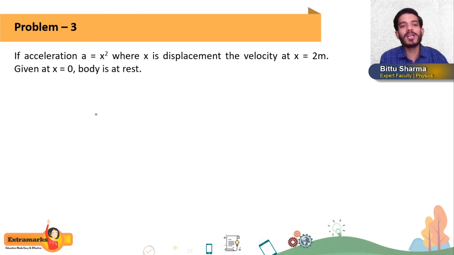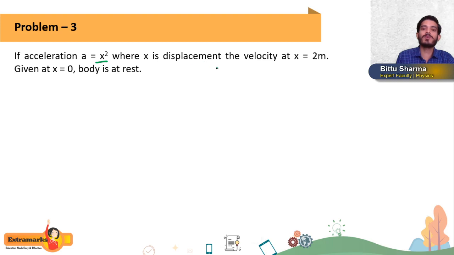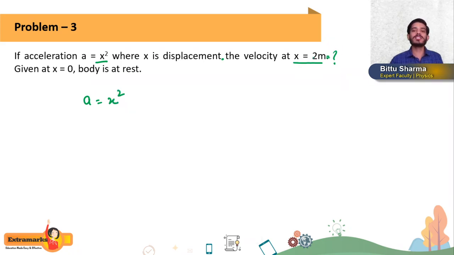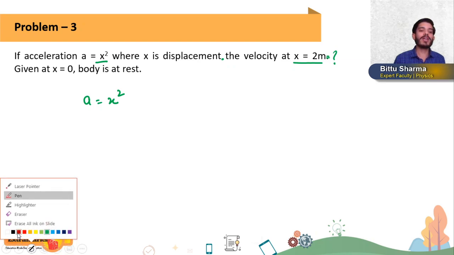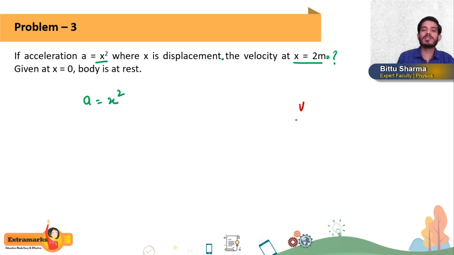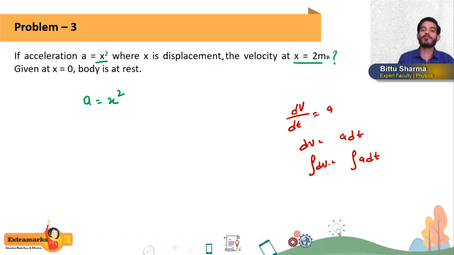The question is: if acceleration a is equal to x square, where x is the displacement, what is the velocity at x equal to 2 meter? They are asking this. Now how much acceleration is given to us? x square. They are asking what its velocity is at x equal to 2 meter. How can we calculate, students? Remember this: whenever acceleration is given to us, if velocity is given, you differentiate velocity and we get acceleration. So dv will be equal to a dt. If you integrate dv, what will we get? Integration of a dt. So from here, integration of dv, we will get what? Velocity.